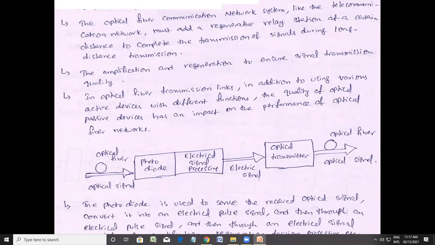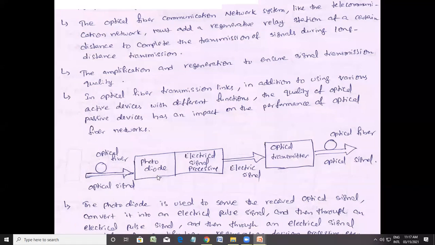Here see the figure. This is the repeater station which works on this principle. Some place is the transmitter, another place is the receiver, and in between transmitter and receiver we use a repeater station. How does a repeater work? Here the optical signal comes in through the channel.